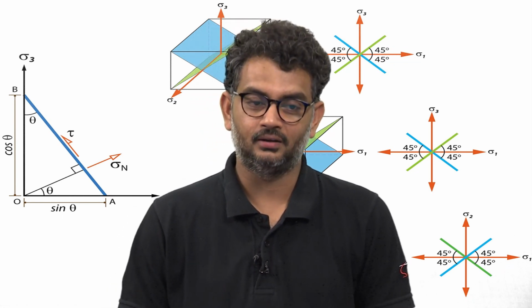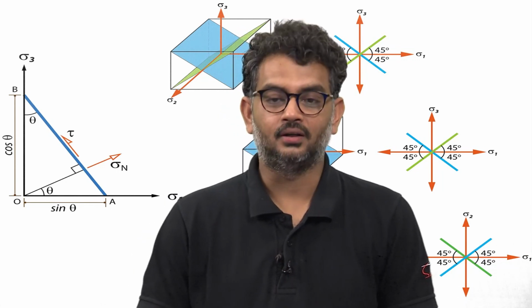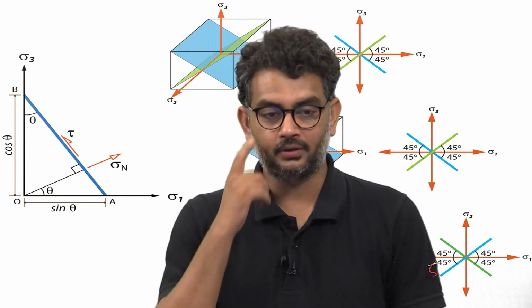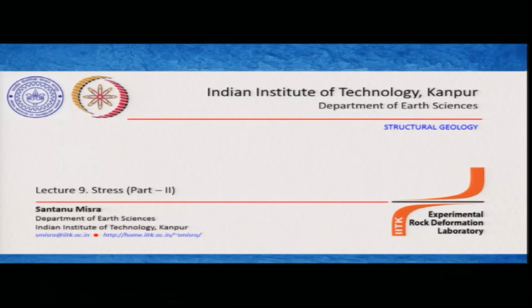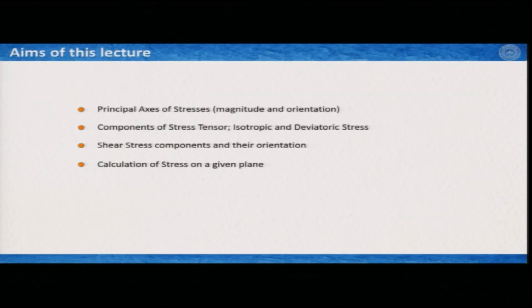We are learning stress. In the last lecture we learned about part 1 of the stress, and today we are on part 2 of this lecture. In this lecture we will particularly focus on principal axis of stresses, their magnitude and orientation. We learnt about it in the last lecture, and in this lecture we'll know about it in more detail: how to derive them, how to get them, and what are the different meanings of this principal axis of stresses.